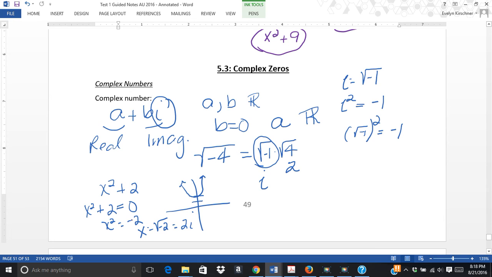If I take a square root, it always has two answers. It always has a positive and a negative root, right? Because a positive times a positive is positive, and a negative times a negative is positive. So really I have 2i and -2i as my two roots, which makes sense because remember we have two zeros.